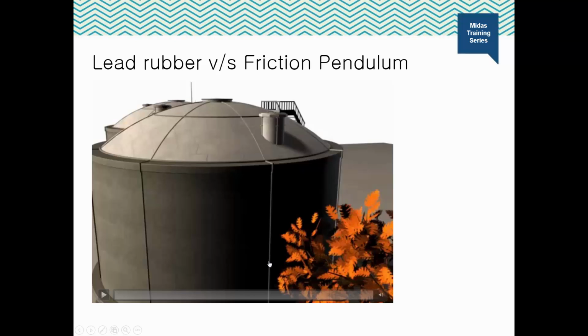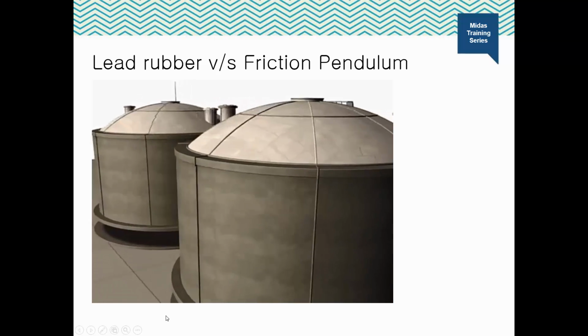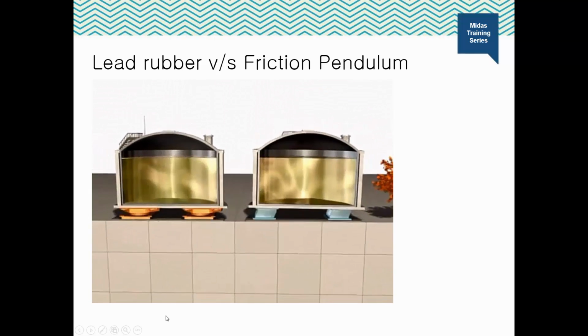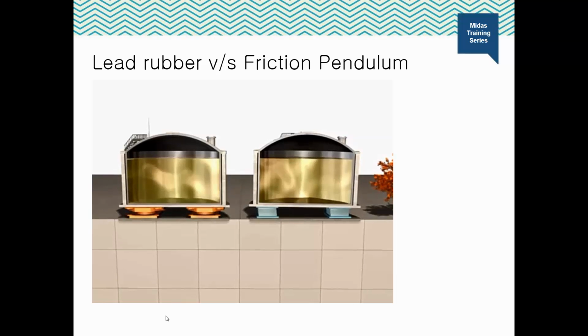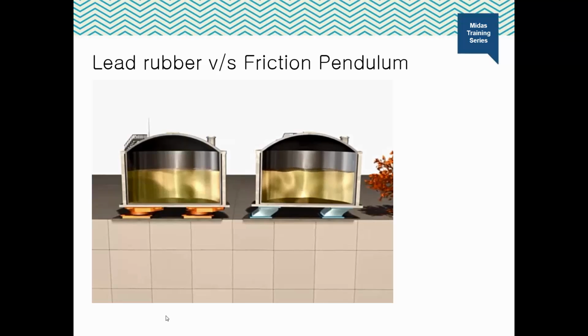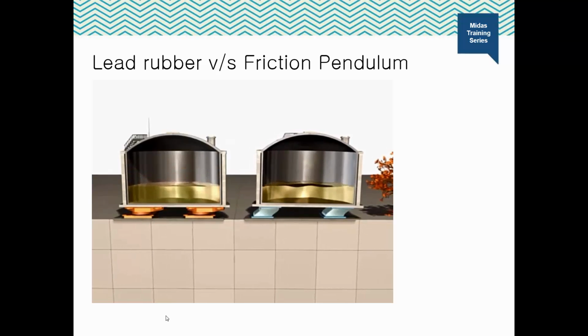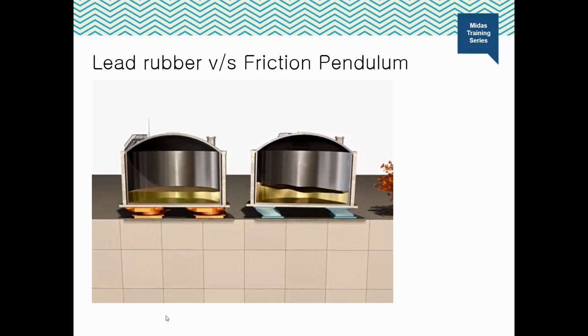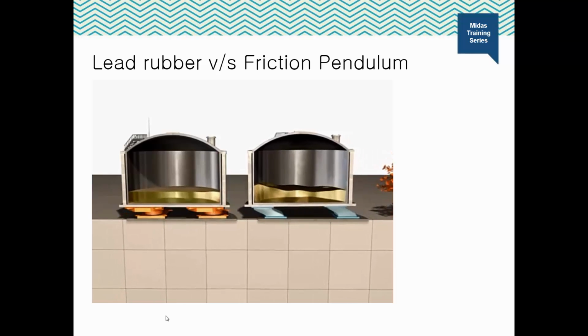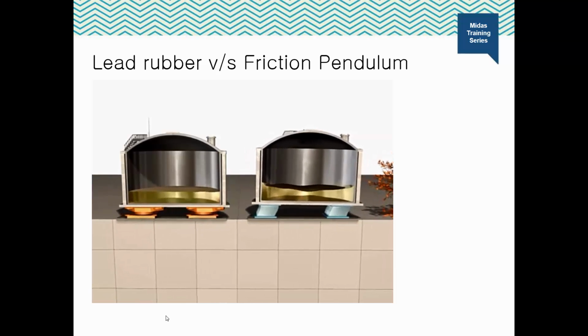Now let us compare the behavior of two systems. We will compare the lead rubber bearing isolator with the friction pendulum isolator. In the first system, we have the friction pendulum, and in the second system, we have the lead rubber bearing. We subjected both structures to the same earthquake, and we can easily note the difference in the response of the two structures.